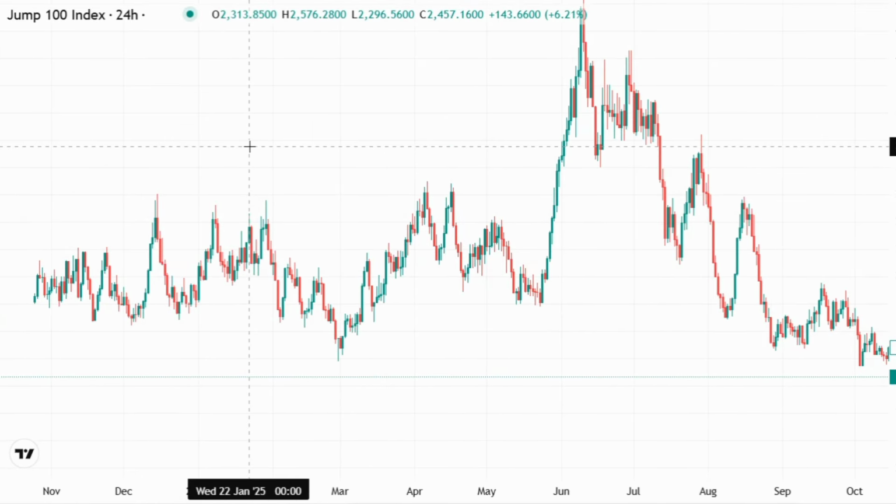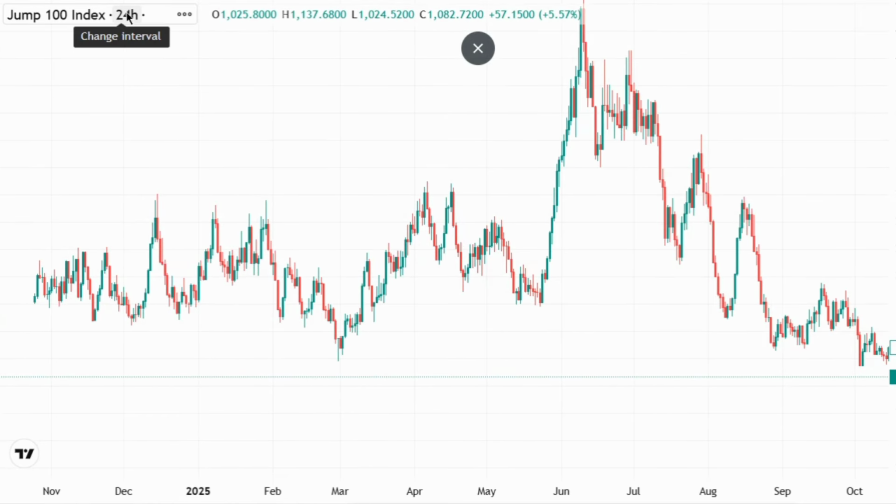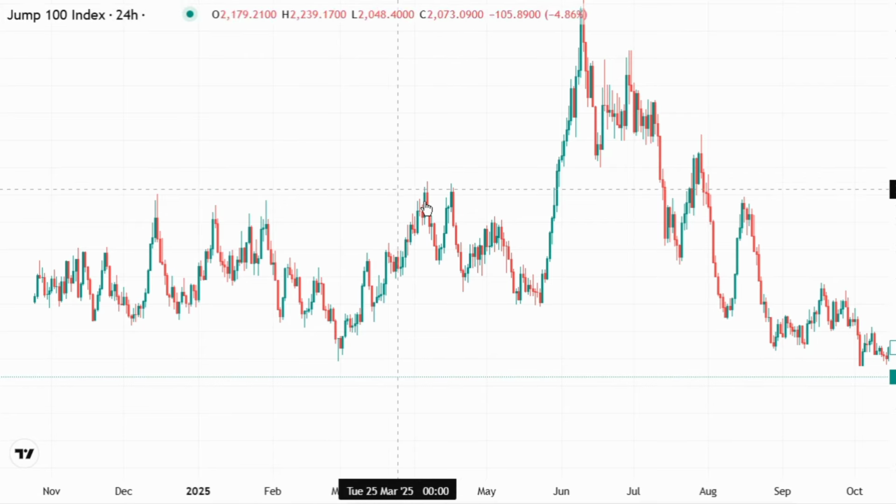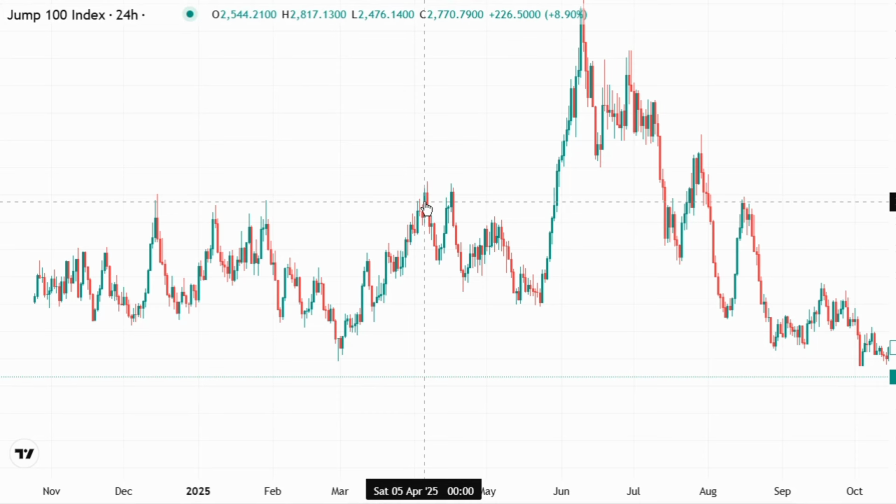Now, if you look at this market here, this is the daily time frame. As you can see, this is the 24-hour time frame, which is the daily time frame and our higher time frame. So when you are analyzing, you use a higher time frame from daily down to the least time frame.